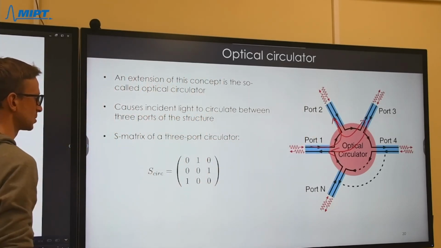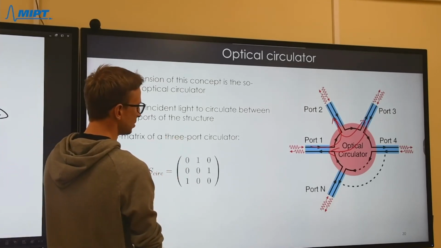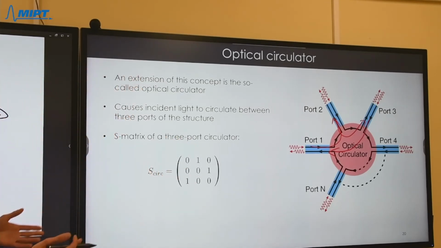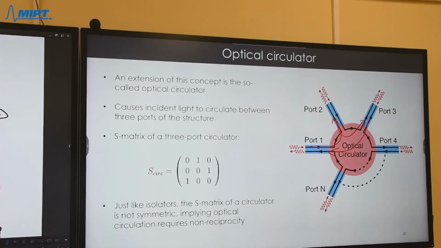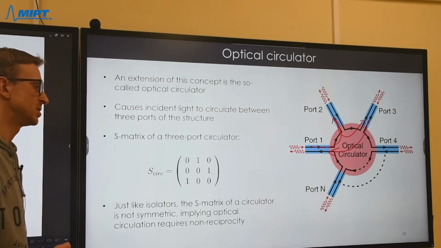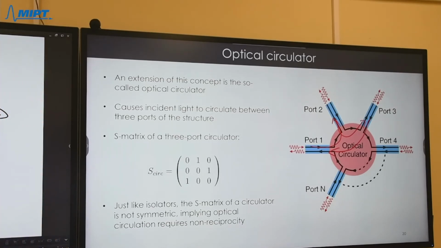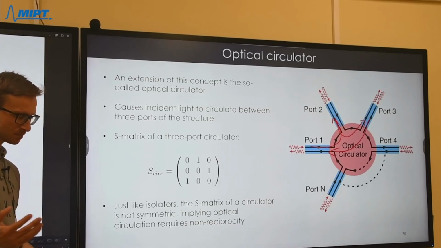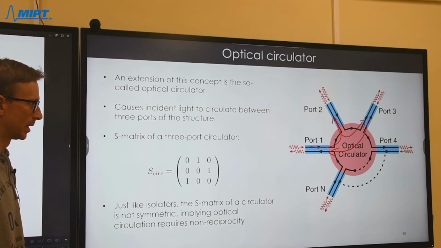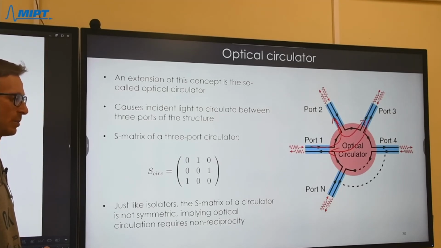This S matrix is of course not symmetric. If you transpose it, you're not going to obtain the same. It violates reciprocity, and therefore, in order to obtain an optical circulator, we're going to need a non-reciprocal system. And again, the popular choices for obtaining optical circulation are biasing with static fields or time modulation.